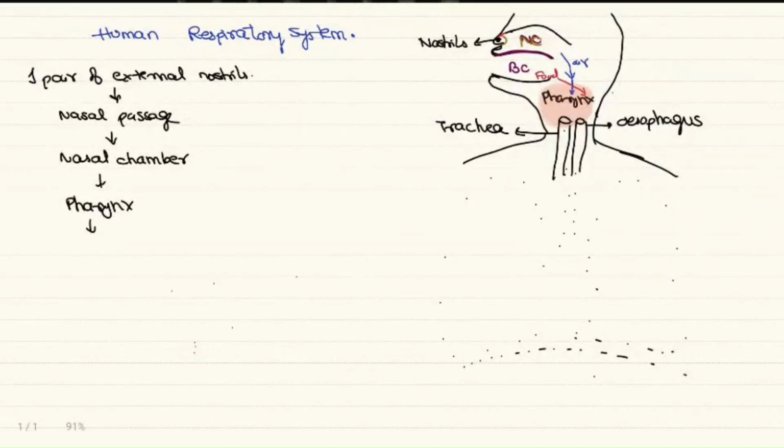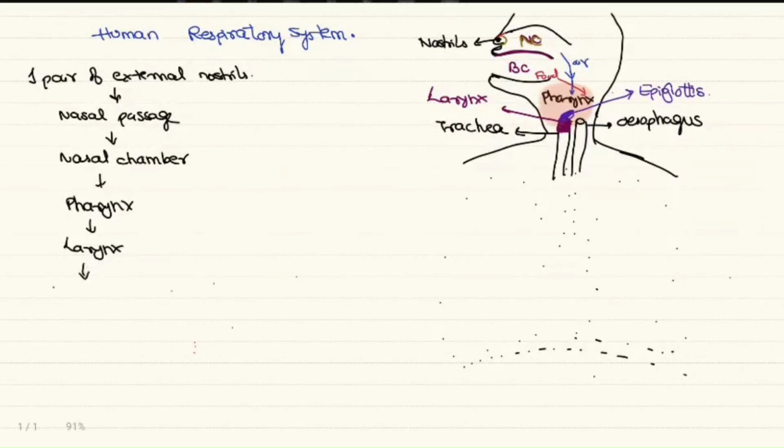Before entering into the trachea, the voice box is present. The voice box is present on the upper region of the trachea, and this voice box is called the larynx. On the larynx region, a small thin flap-like cartilage is present, and this will prevent the entry of food into the larynx. And this small flap-like structure is called the epiglottis.